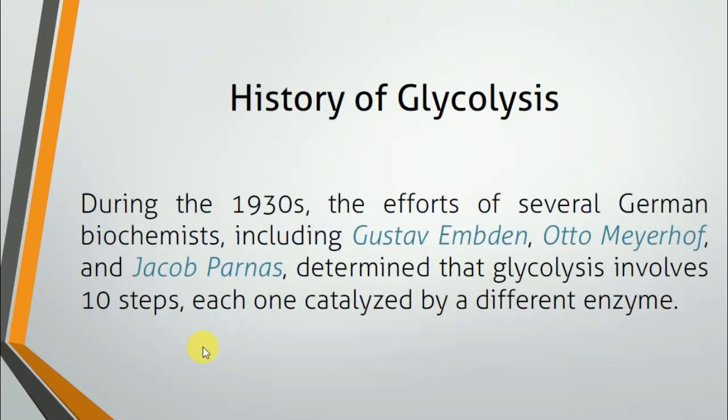Before proceeding further, we need to discuss the history of glycolysis. Well, in the 1930s, there were German biochemists named Gustav Emil Otto Meyerhof and Jacob Parnas, who determined that glycolysis is completed in 10 steps. So I will teach you the 10 basic steps of glycolysis. Each step is catalyzed by a different enzyme.